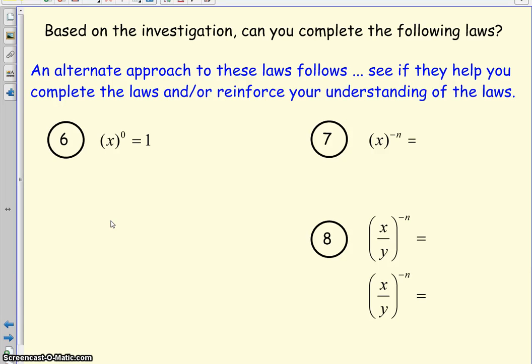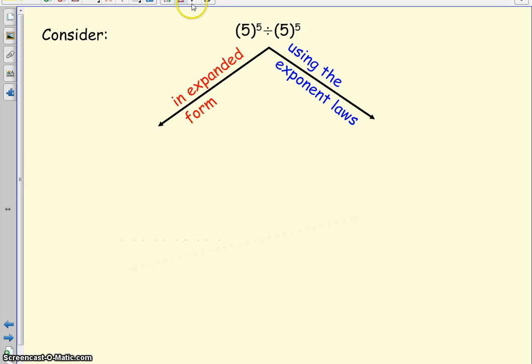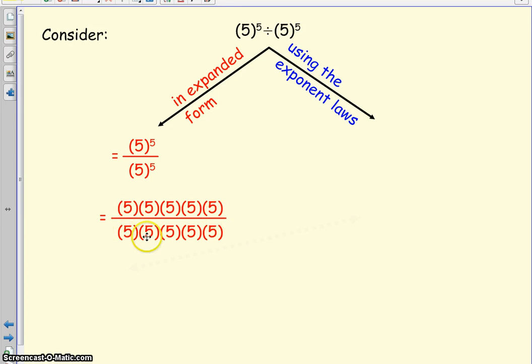You can probably believe that's true based on having seen it in all the tables of values that you just did, but as a further explanation, let's say we're looking at the case where we have 5 to the exponent 5 divided by 5 to the exponent 5. So basically something divided by itself. If you were to write this all expanded out, you'd have 5 to the 5 over 5 to the 5, which gives you 5 5s over 5 5s. And you know that there's going to be lots of canceling going on here. Every single pair of 5s here is going to be canceled out. So when all is said and done, you're just left with 1.